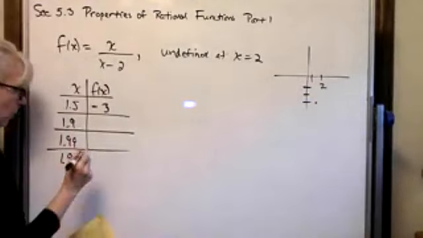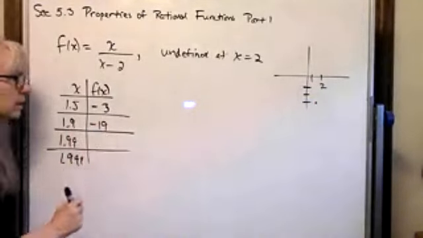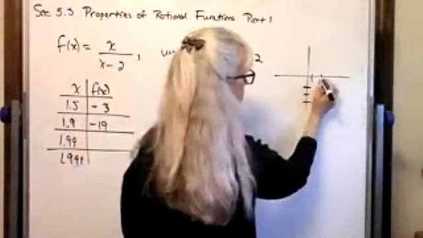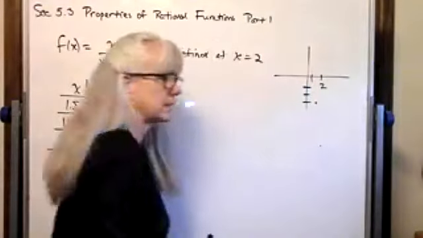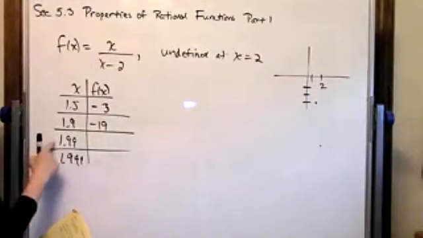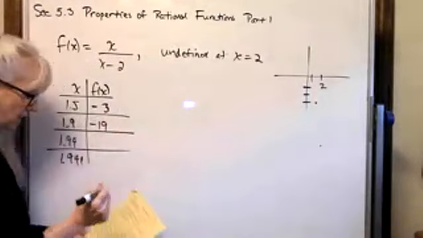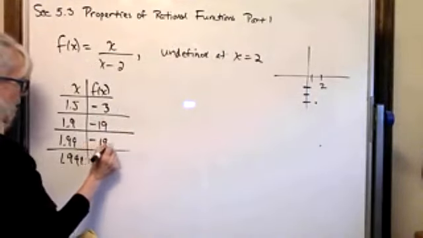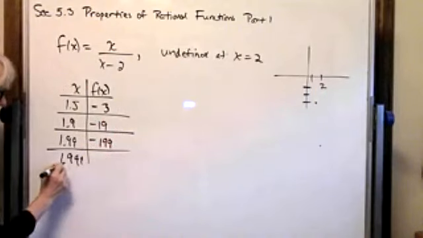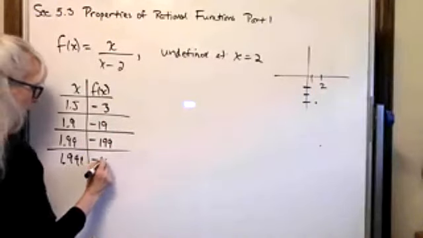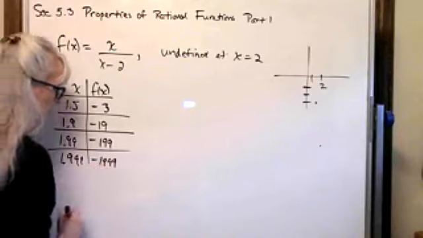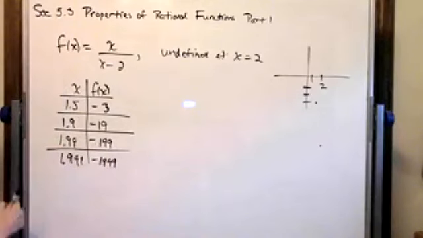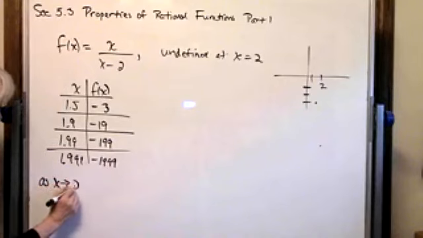When you plug in 1.9, you actually get -19. So now I'm closer to 2 over here at 1.9, but I'm way down here at -19. If you plug in 1.99, even closer to that value of 2, you're going to get a -199. And finally, if you plug in 1.999, you get -1,999.